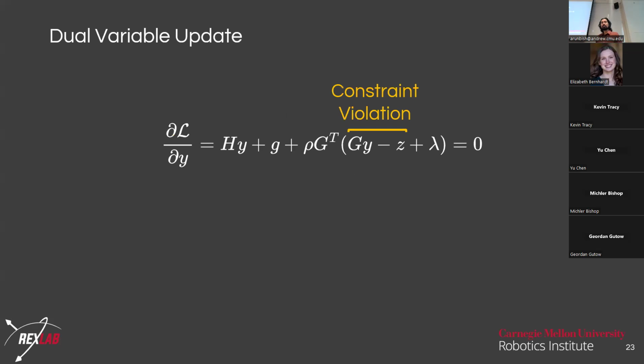And then finally, to understand where the dual variable update comes from, we can look at the stationarity condition, or the gradient of the Lagrangian with respect to Y. And you can see that we have a constraint violation term and this Lagrange multiplier estimate that show up in the same place. And pretty much at convergence, right, we want this constraint violation to go to 0, but we want the lambda to capture it in such a way to prevent you from going into the infeasible region.